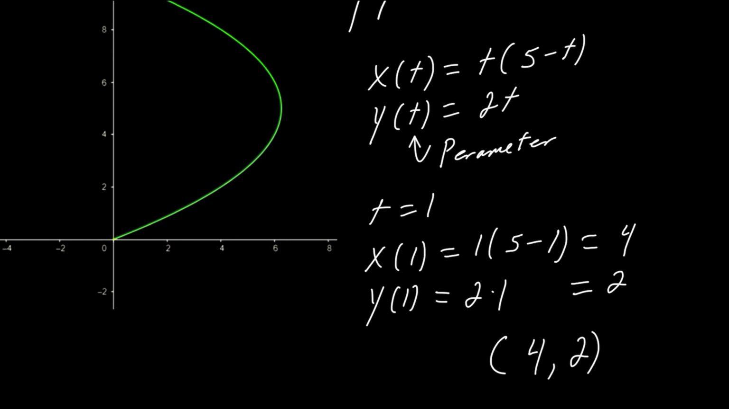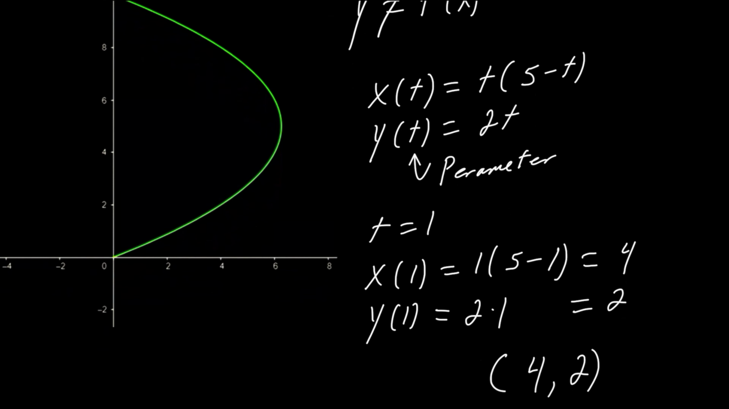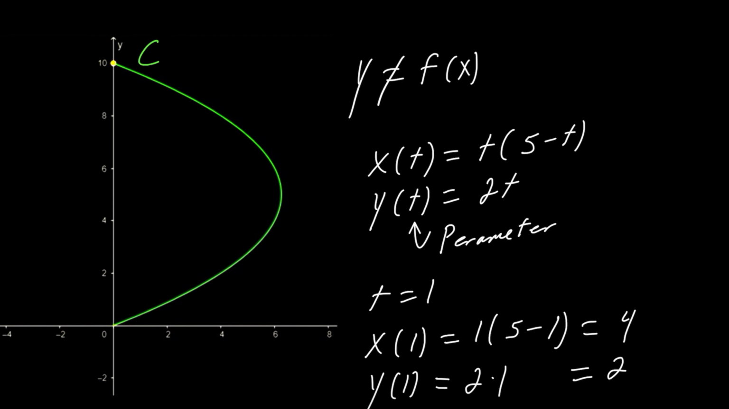Remember, the x values always go first, then the y values. So now we know at 1 second, or whatever time it is, time can be 1 hour, 1 day, whatever, but let's say 1 second. 1 second into this bug's journey, we're at the point 4, 2. So we're at the point 4 right here, 2.